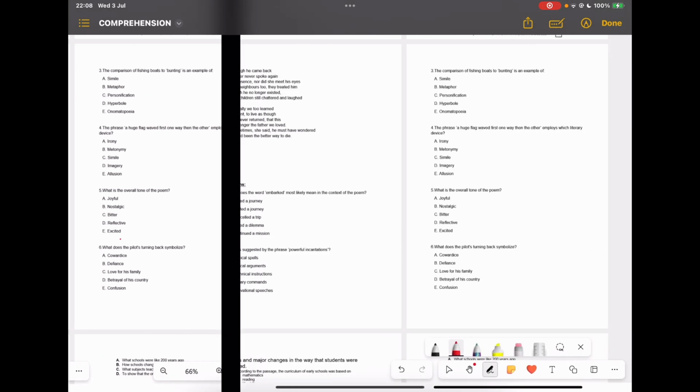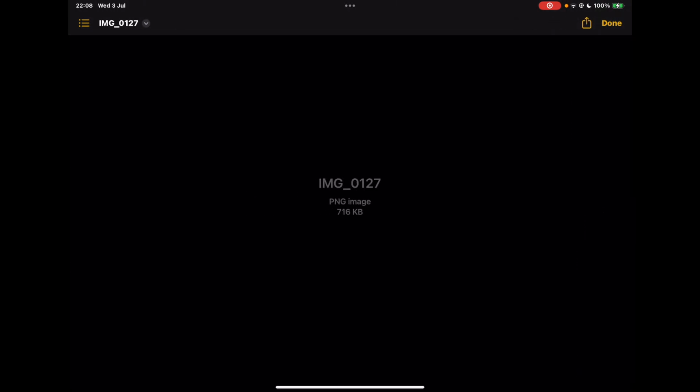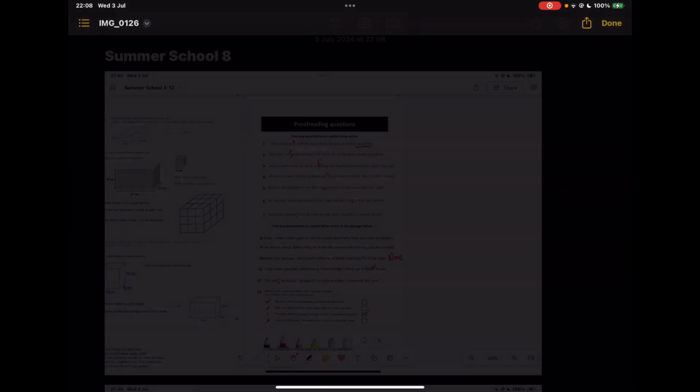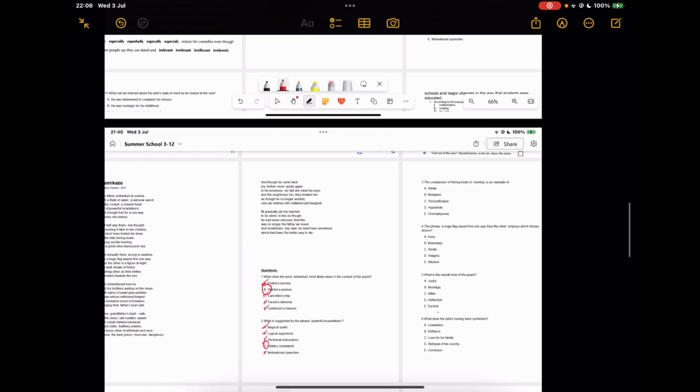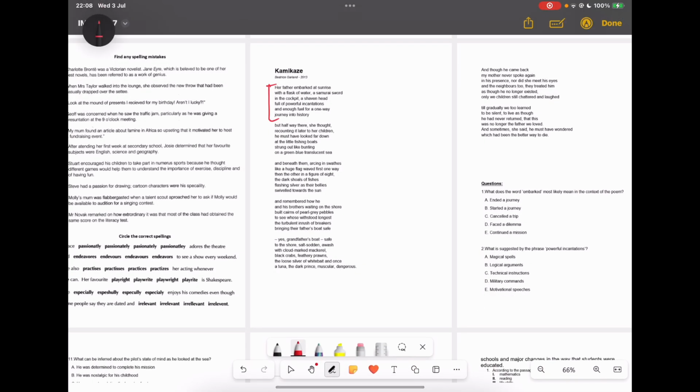And then 3. So the comparison of fishing boats to bunting is an example of A, simile, B, metaphor, C, personification, D, hyperbole, or E, onomatopoeia. So we can see that they talk about the bunting. Oh, let's open this again. So the bunting is mentioned here in paragraph 2. So strung out like bunting.